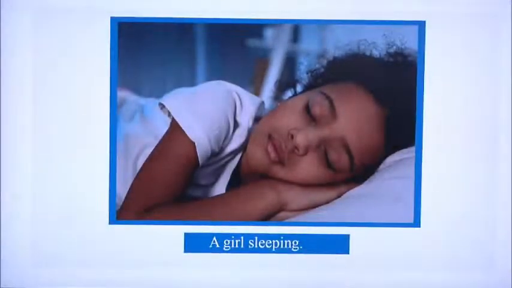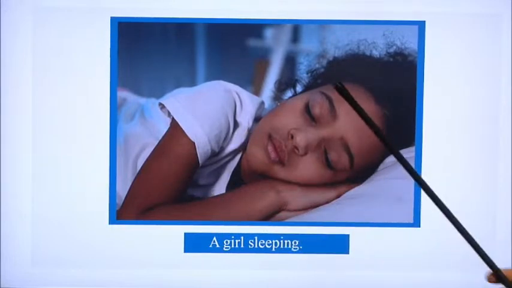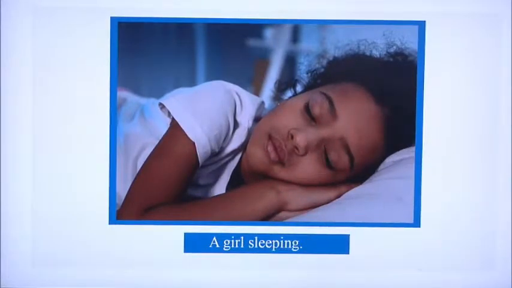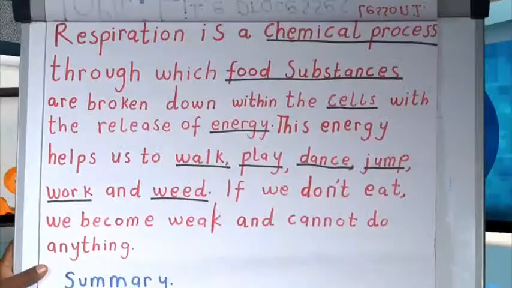A girl sleeping. A girl sleeping. In the evening, when you are hungry, you can't sleep. Isn't it? Oh, yes, we can't sleep. If you do something wrong and your mother punishes you, then she won't give you food. If you go and sleep, you can't sleep. So if you eat, you get the energy to sleep. The energy helps you to sleep soundly. Look at a girl sleeping. Now let's come to our board.